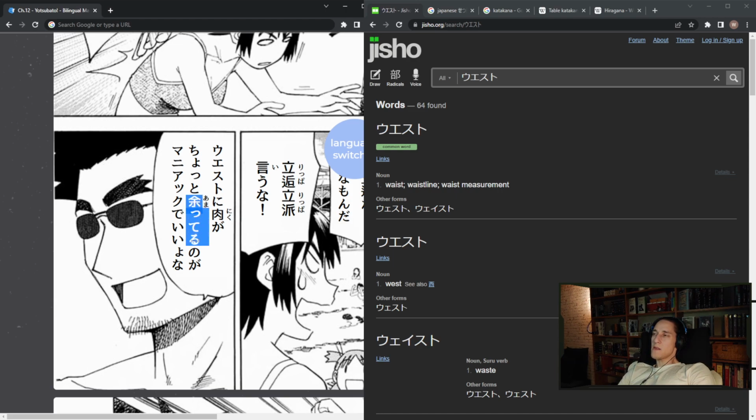Japanese say it in present continuous, and I guess that's why there's the ni, because it's like the stative sentence or something like that. I don't know. So uesuto ni, this is just a particle. So on waist, uesuto ni, niku ga. So niku is meat. I remember this kanji. So meat on waist.